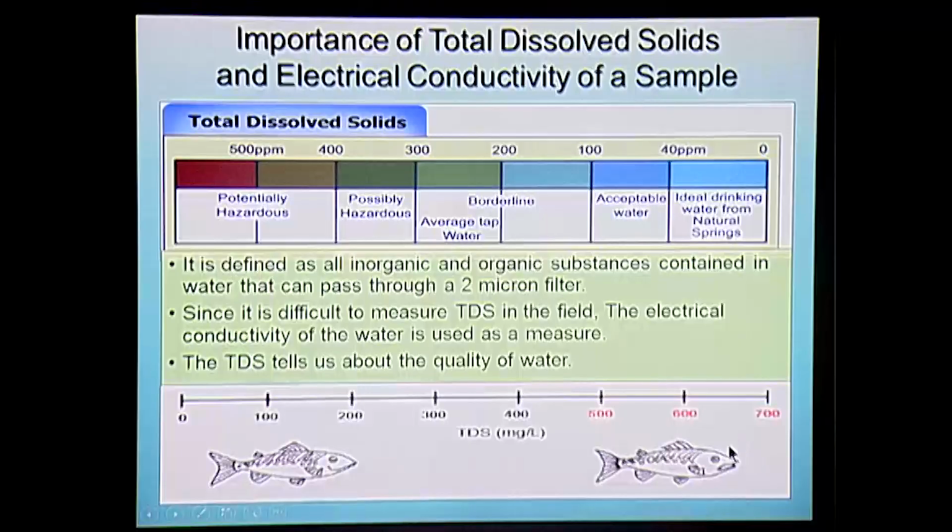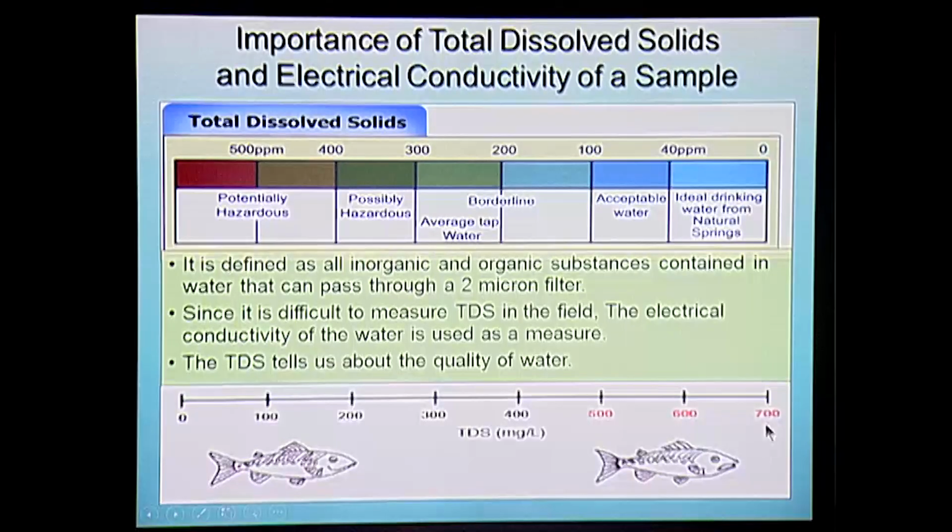Over here, we take an example of a fish. We see at ppm up to 300, the fish is smiling and is happy. But over here at 500 to 700 ppm, the fish is unhappy and is suffering. Hence, the simple experiment for total dissolved solids tells us about the quality of water. Is it habitable or inhabitable by the biotic community?